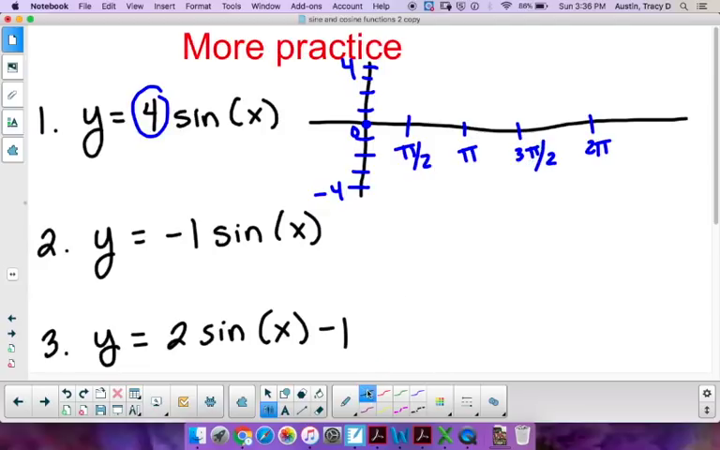Okay? So very important that it still starts and stops in the same place for now. So this one, again, just has an amplitude change of 4. So I'm still starting at 0. And I'm going up to 4, down to 0, down to -4, and then back up to 0.